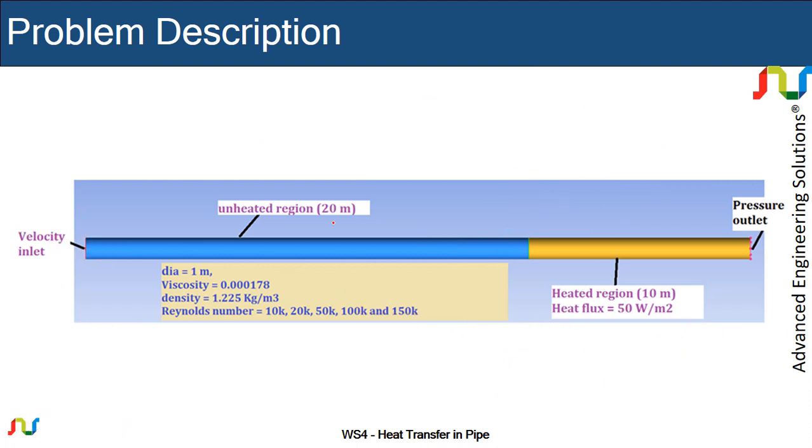So once this is done, the second region is the heated region where we have a 10 meter length and a heat flux equal to 50 watts per meter square. This can be done from the examples on pipe flow. I have taken this from a heat transfer book on pipe flow, a textbook on heat transfer.